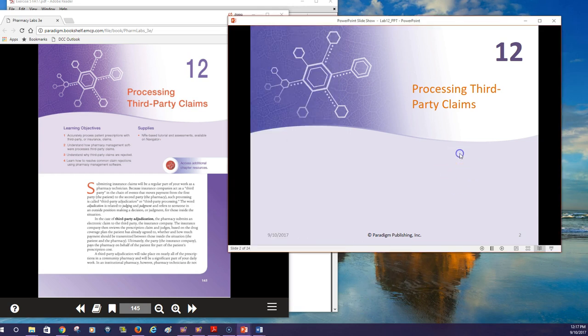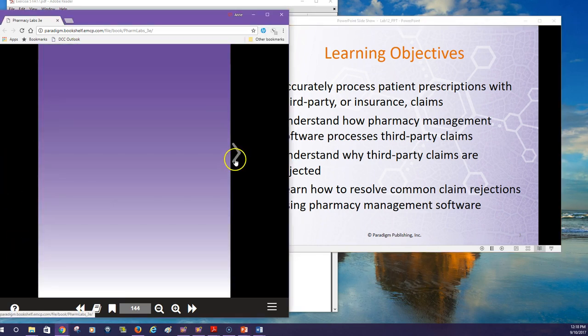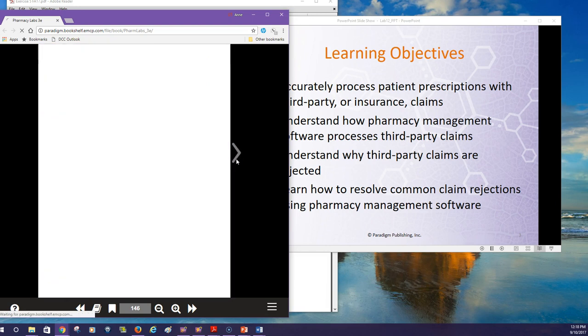So the objectives for this lab include to accurately process patient prescriptions with third-party or insurance claims, to understand how pharmacy management software processes third-party claims, to understand why third-party claims are rejected, and learn how to resolve common claim rejections using pharmacy management software. So you're going to read through the introduction and the procedure for this exercise in Lab 12.